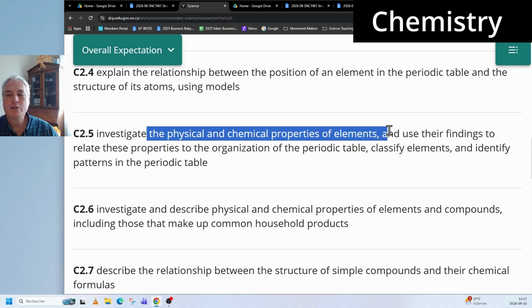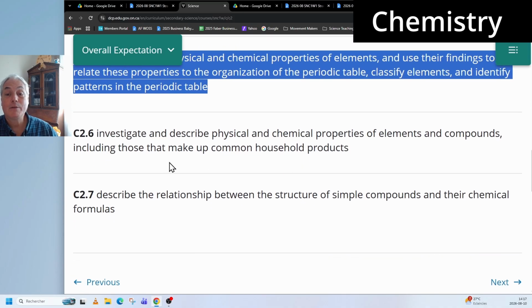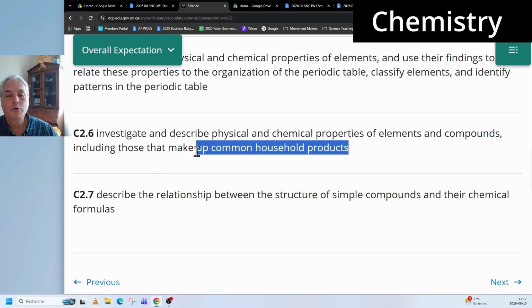Investigate the physical and chemical properties of elements. Use the findings to relate these properties to the organization of the periodic table. Classify the elements and identify patterns in the periodic table. So here we're going to have the different groups within the periodic table. Investigate and describe the physical and chemical properties of elements and compounds, including those that make up a common household product. In the past, I used to do a lab with density. They use it in grade 7 or 8, I think. But what's interesting, I have a metal supermarket not too far from here. And every year I go there and I get a few more pieces of either aluminum, copper, iron, carbon steel.